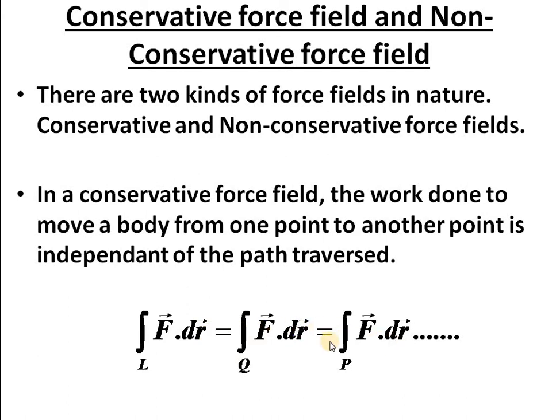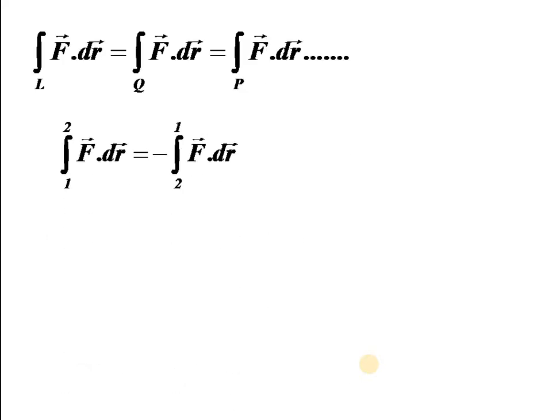That is what is shown by these integrals. L, Q, P, etc. show the different paths used to move the body from one place to another place. So you can say that work done is path independent. In a conservative force field, the work done to move a body from one point to another is independent of path. Work done should always be a constant. Similarly, if you move a body from one place to another, the work done you can write as integral 1 to 2 of F. Again, if you move from the second point to the first point, you will see that the work done will be negative in that case.